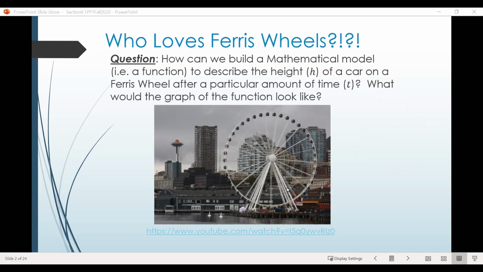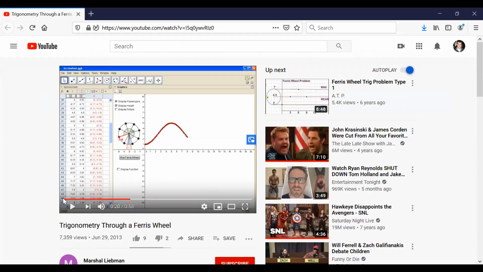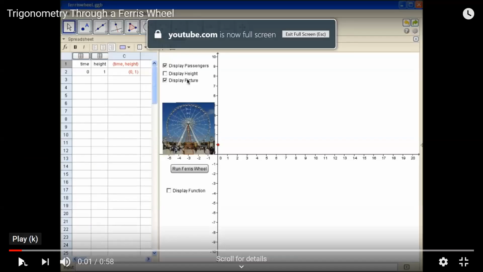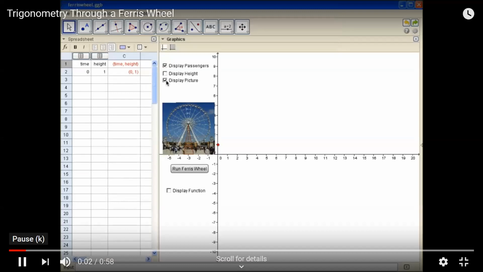So what I'm going to do then is look at a video that is going to allow us to kind of look at a model of how we might do this. So I'm going to make this full screen. All right, let that go.